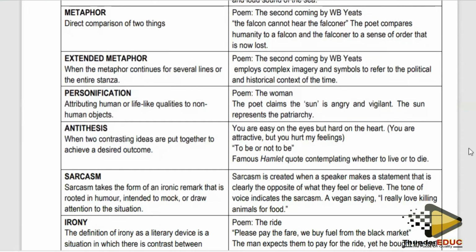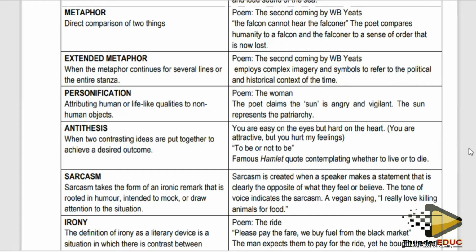Extended metaphor: when the metaphor continues for several lines or the entire stanza. So as a result, that's where we come in and say, oh, okay, we have this one. When it continues for several lines or for the entire stanza, still on the same metaphor, then we call it an extended metaphor.